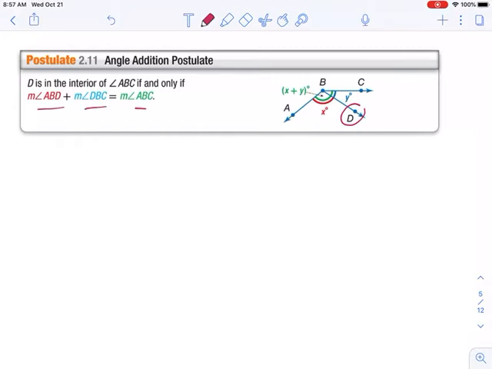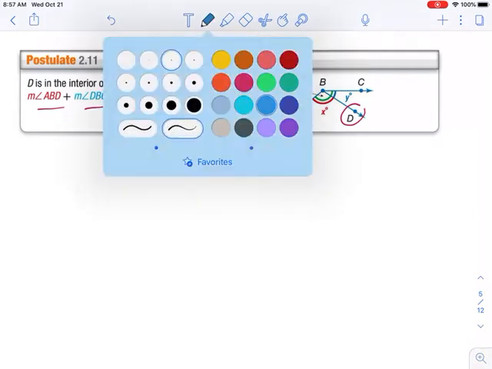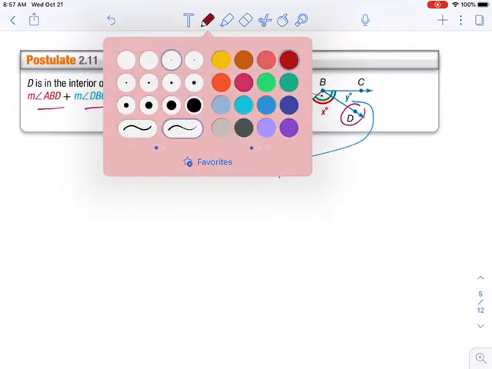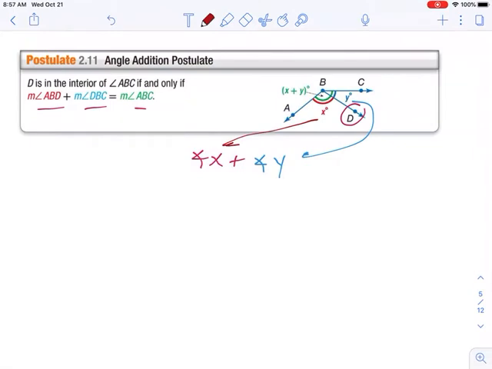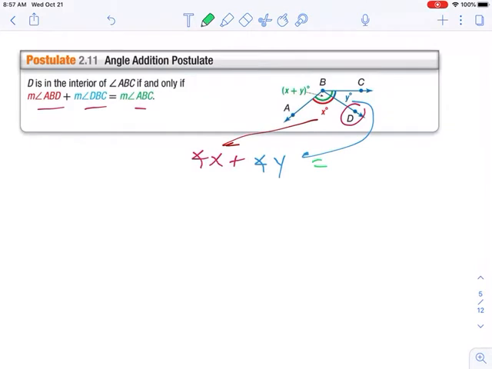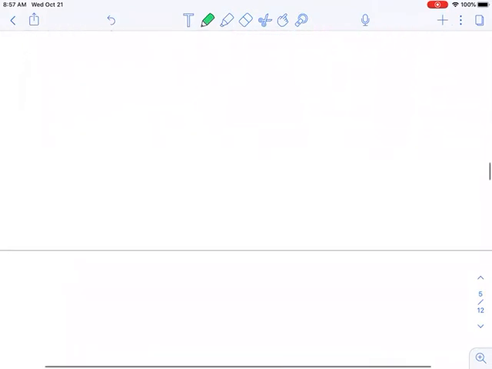I'm going to just go to letters: angle X plus angle Y, and they're trying to get these out of the middle here. There's Y. Trying to keep my colors. There's X. And then that equals this right here, angle X plus angle Y, whatever that happens to be. Okay, so the whole angle equals the sum of the two smaller angles, provided they are adjacent.